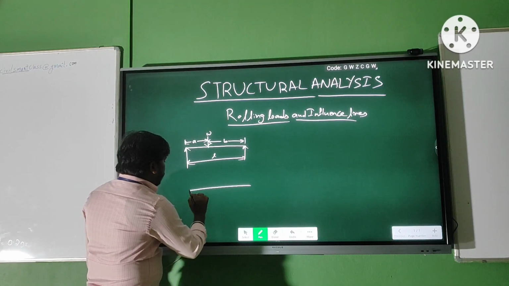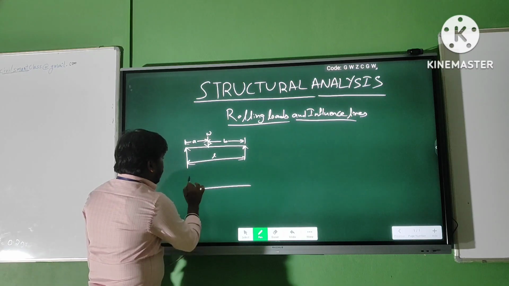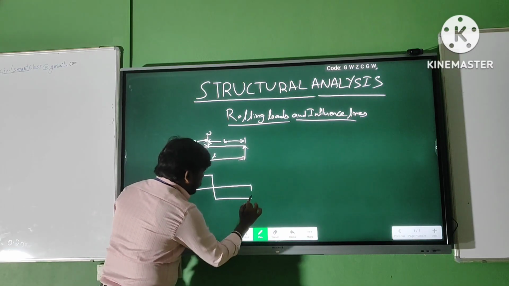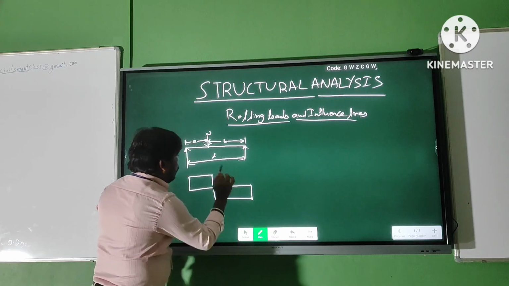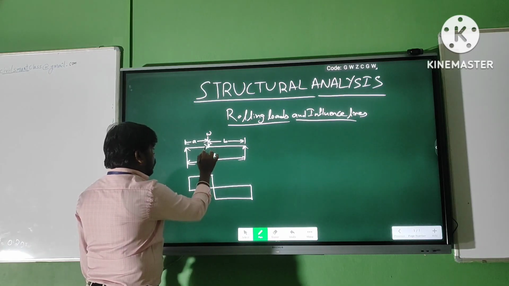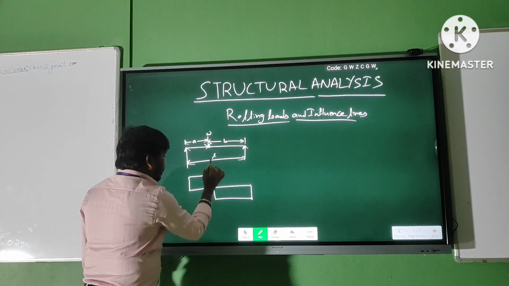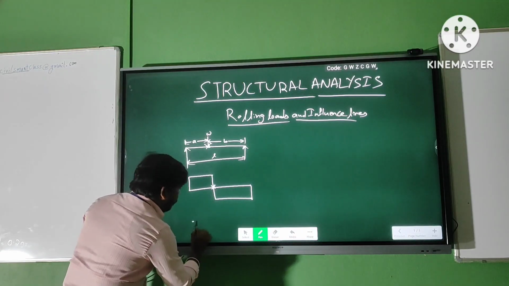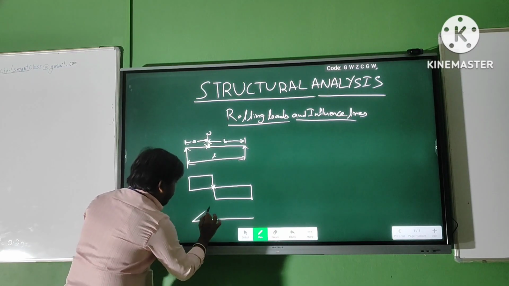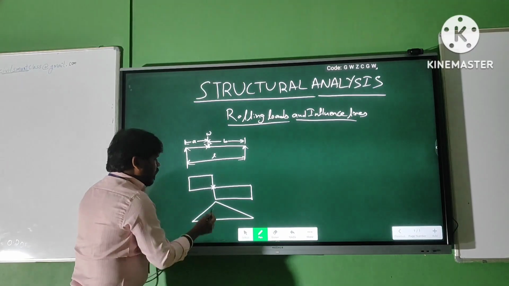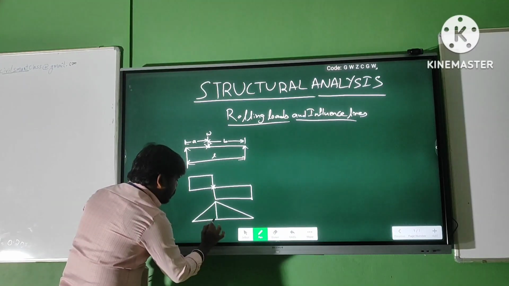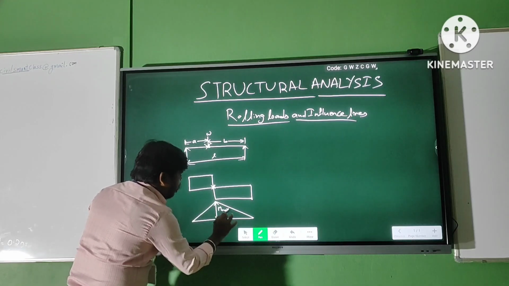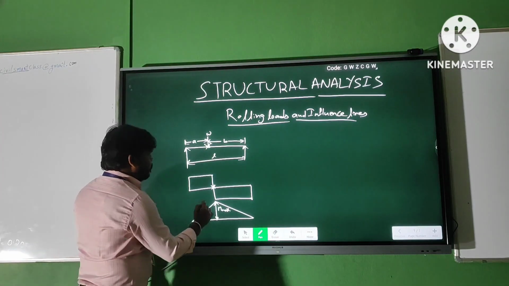The place where zero shear occurs is where maximum bending moment will occur. Say, for example, the zero shear can occur at the point of loading, that means here. At this point we have maximum bending moment. Likewise, we can easily determine the position and intensity of maximum bending moment.